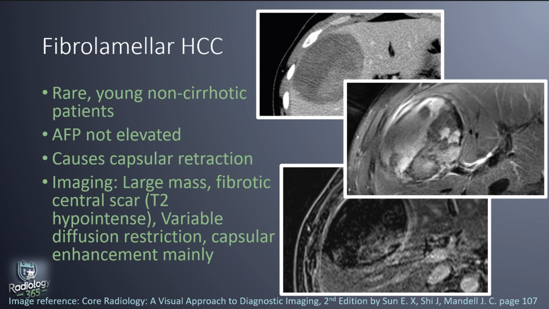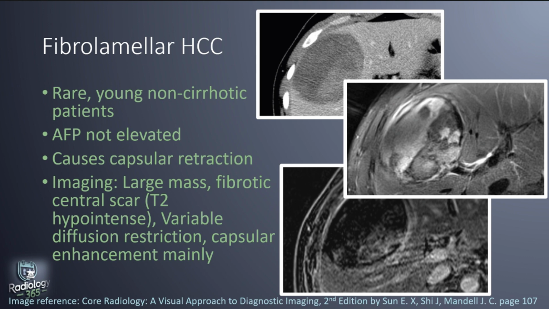Imaging wise, it usually presents as a large solitary mass with a central fibrotic scar, and fibrosis in MRI is T1 dark, T2 dark. But here's the catch: FNH, focal nodular hyperplasia, also has a central scar, but the scar in fibrolamellar is T2 hypointense, but in FNH it's T2 hyperintense. So this helps us distinguish between the two.